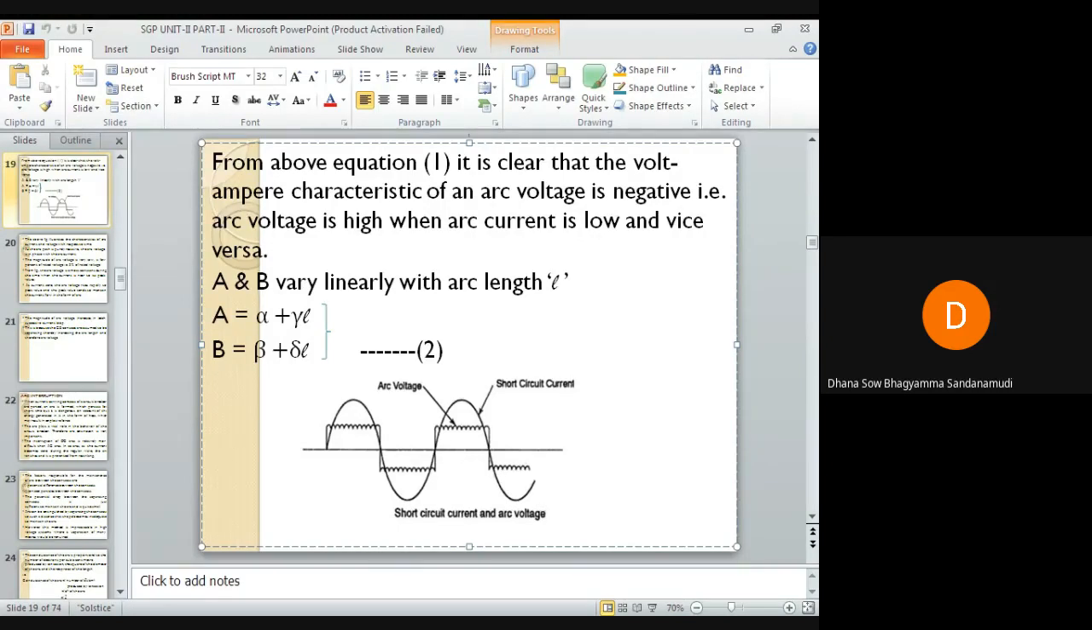So what is the relation between the arc voltage and arc current? Arc voltage and arc current will be in phase with each other because they are purely resistive in nature. For each current loop, the magnitude of arc voltage will remain constant, but from one current loop to the next successive current loop, the magnitude of arc voltage will be gradually increasing. Why? Because the length of the arc is gradually increasing.